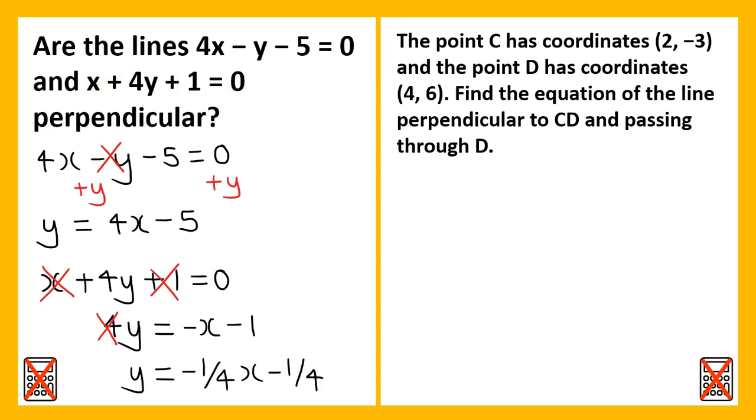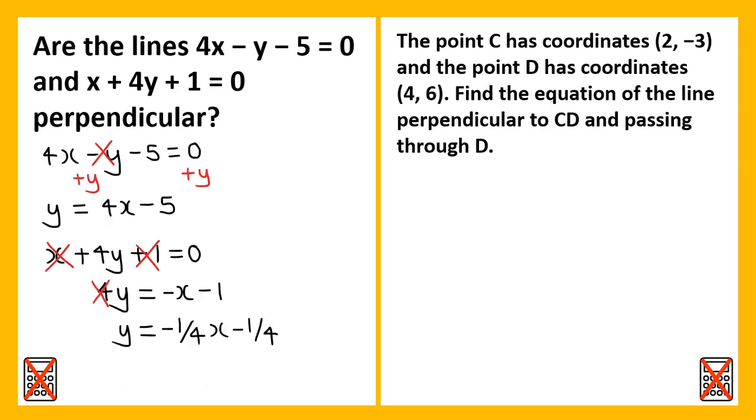If the two lines are perpendicular, the product of their gradients is equal to -1. Find the gradients using the coefficients of x when written in the form y equals mx plus c. One of the gradients is 4 and the other is -1/4.